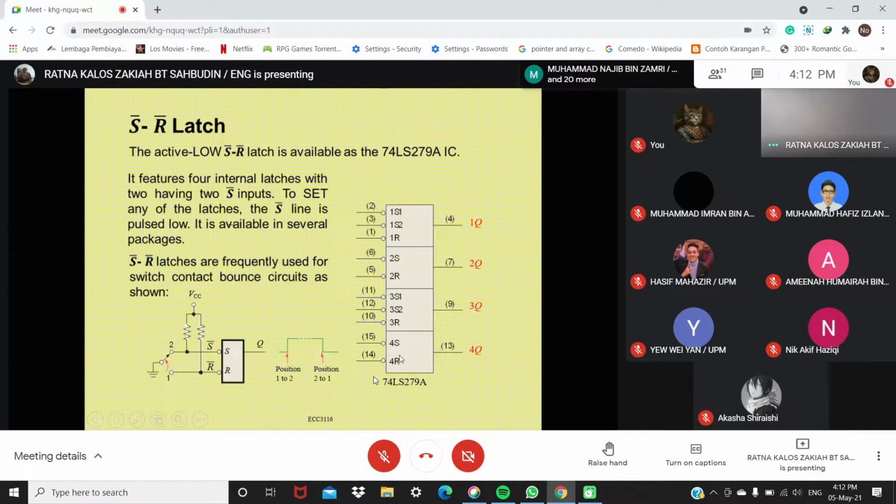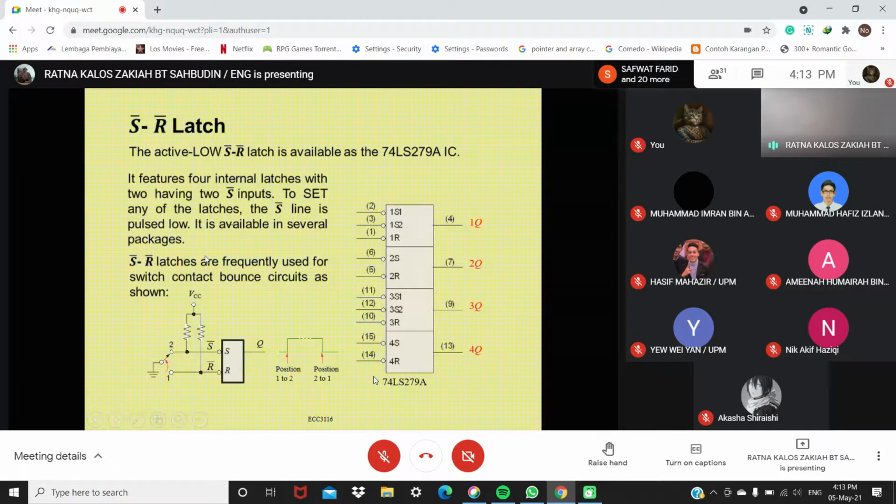With 2 as input. You can see here as input. Okay, to set any of the latches, the S bar line is pulse low. So it is available in several packages.